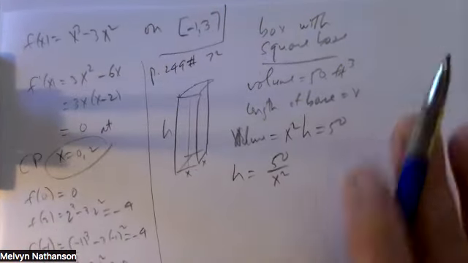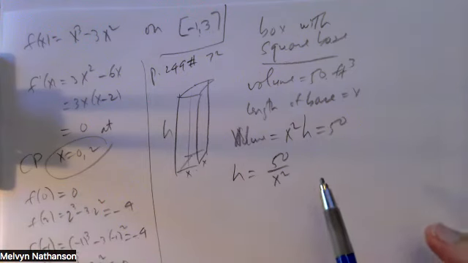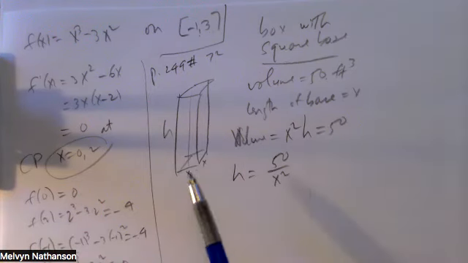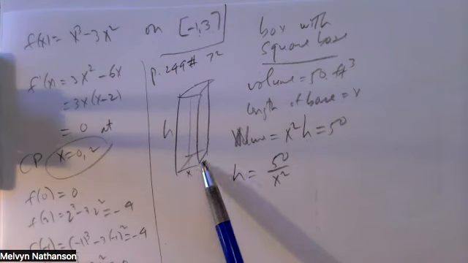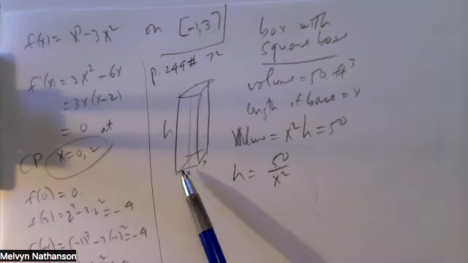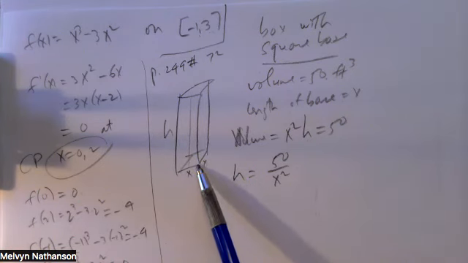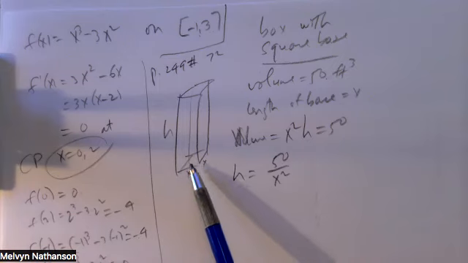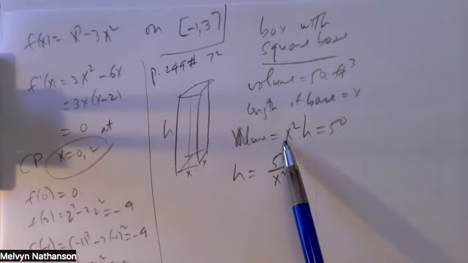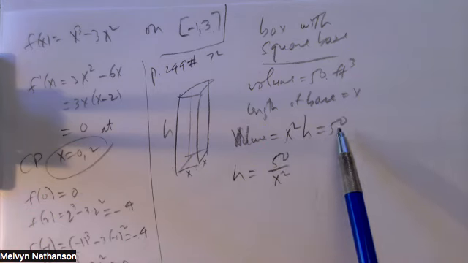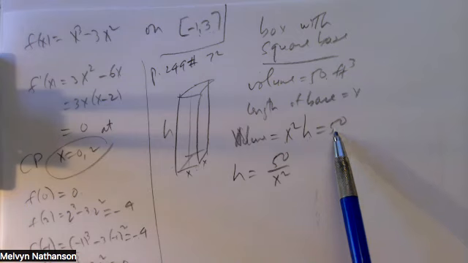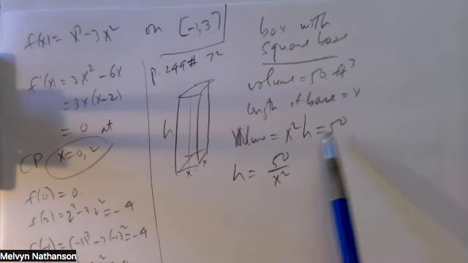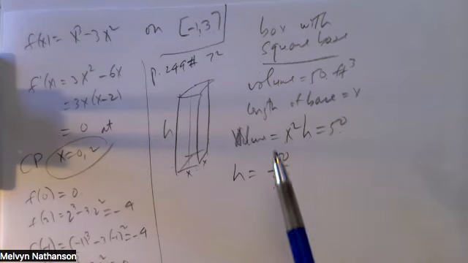So this is before we even start the problem. We have to solve a simple geometry problem. You have a box with a square base. Let's say the length of each side of the base is x. If the height is h, the volume is the height times the area of the base, x squared times h. But we're only looking at boxes whose volume is 50 cubic feet. So h is 50 over x squared.